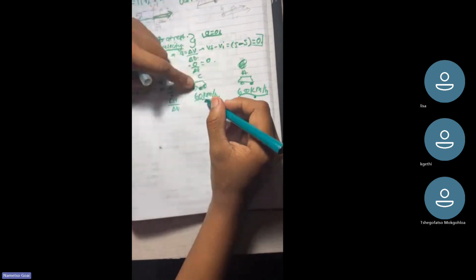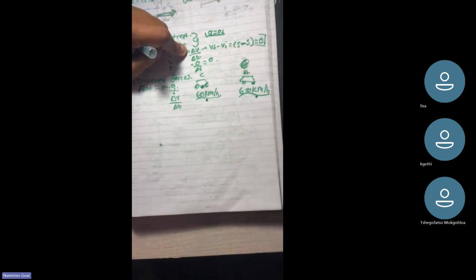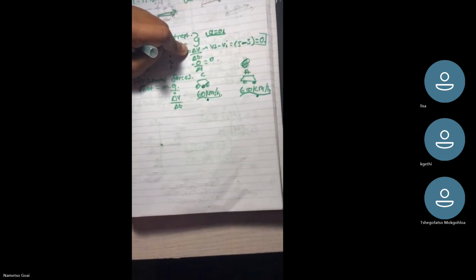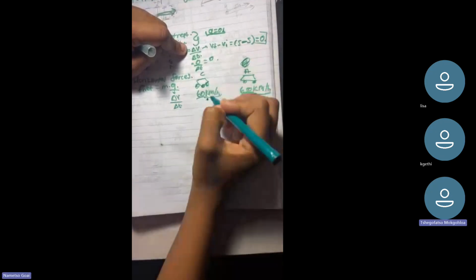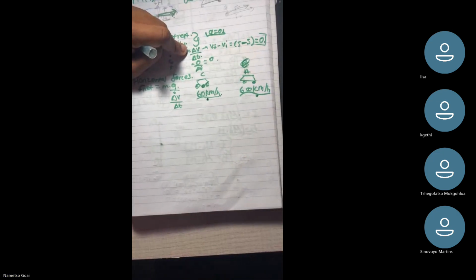So when you were moving at C, you were moving at 60. When you're moving at A, you're moving at 60. Do you get that? Yes, ma'am. So you see, the velocity is not changing.